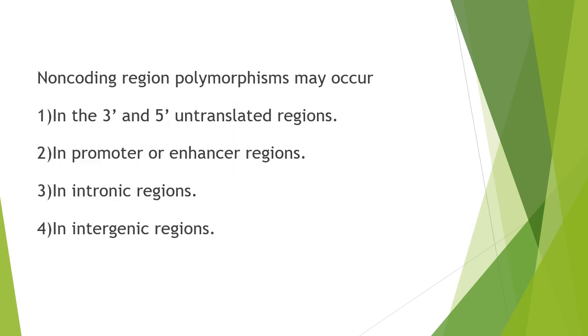Non-coding region polymorphisms may occur in the 3' and 5' untranslated regions, in promoter or enhancer regions, in intronic regions, or in intergenic regions. The vast majority of human DNA, more than 97 to 99%, is non-coding. Non-coding SNPs in promoter and enhancer regions may alter DNA binding for transcription. 3' SNPs may alter binding of microRNAs, which may affect stability of a transcript.